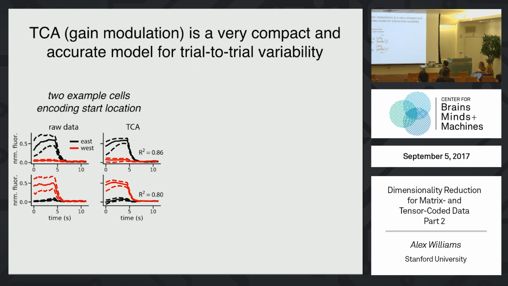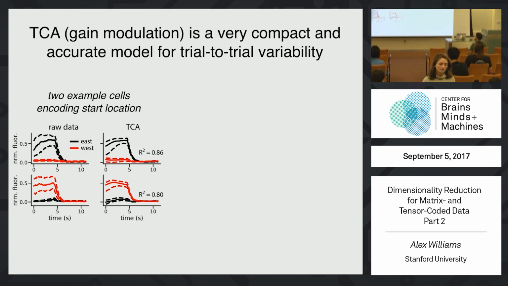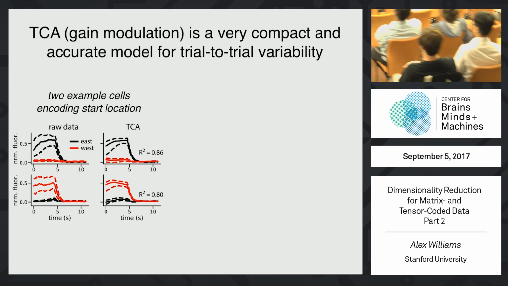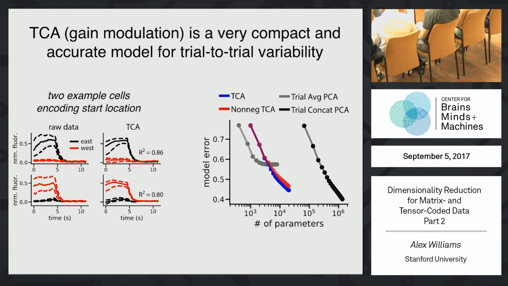So this cell is selective for the east starts in the maze, and this cell down here is selective for the west starts. When you apply TCA, here we're doing TCA with 15 components, but we could even probably do less, more like 10 components. The reconstruction of TCA also matches this, and it's perhaps not too surprising because really the difference between these conditions is a gain modulation.